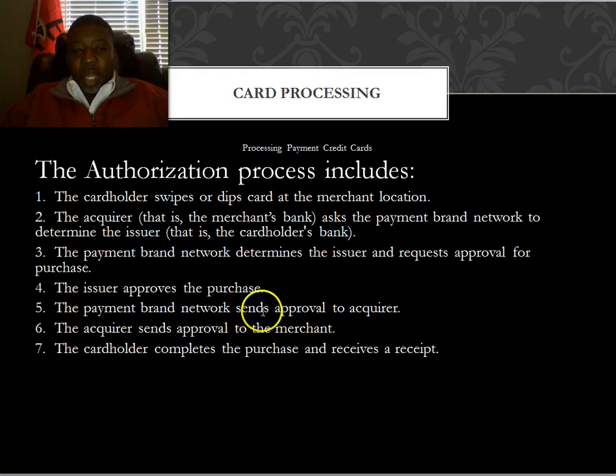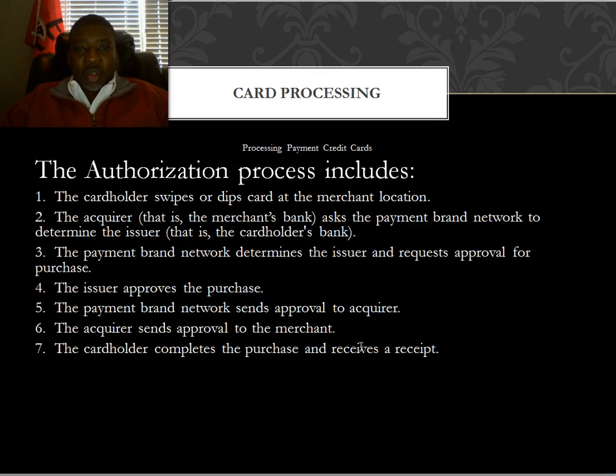The payment brand network then will send the approval to my acquirer, which is like, again, Merchant Services or companies like that. Then the acquirer will send that approval to the company, to me, the merchant. And then the cardholder completes the purchase and you're able to get the sweater from me. Right? All of this takes, what, 5 seconds?